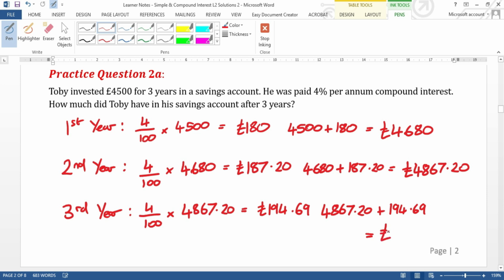Wow, okay, so I get £5,061.89 to the nearest pence. And there is your final answer. And see how long that is. Obviously, if you make a tiny little mistake anywhere here, your final answer will be wrong. So it's very easy to get these wrong. So you just have to be careful. And this is another reason why I recommend doing it the quick way, not this way. This is the long way, definitely.